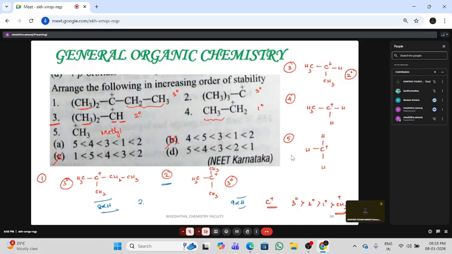So 2 is most stable. Next is 1. Next is secondary, which is the third one, and primary, which is the fourth one, and methyl, which is the fifth one. So this is the right order, which is the first option.